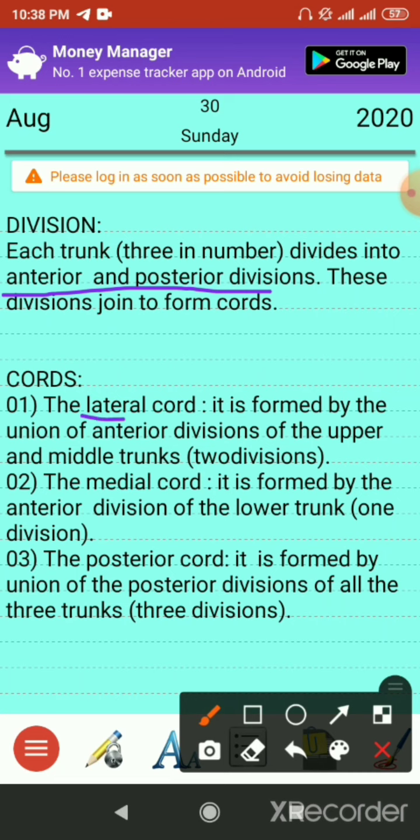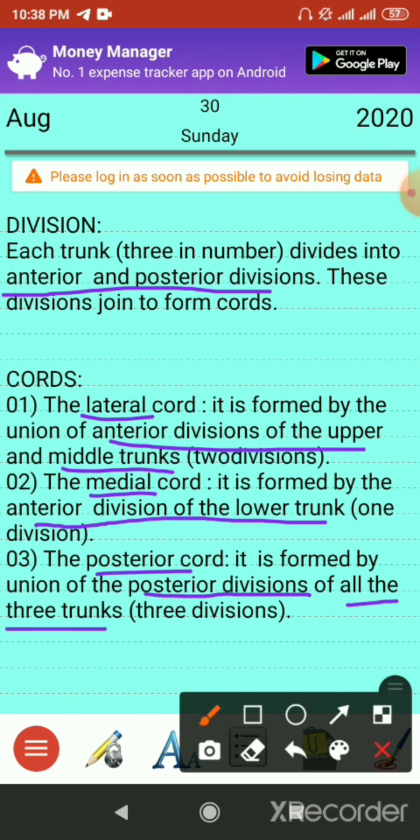Then come to the cords. There are three cords: lateral cord, medial cord and posterior cord. The lateral cord is formed by the union of anterior divisions of the upper trunk and anterior divisions of the middle trunk. The medial cord is formed by the anterior division of the lower trunk only. But the posterior cord is formed by the union of posterior divisions of all three trunks. That means the posterior cord is formed by the posterior divisions of upper trunk, middle trunk, and lower trunk.